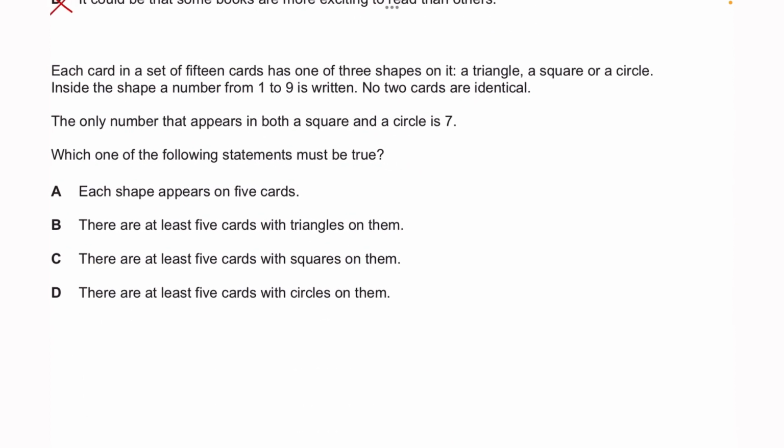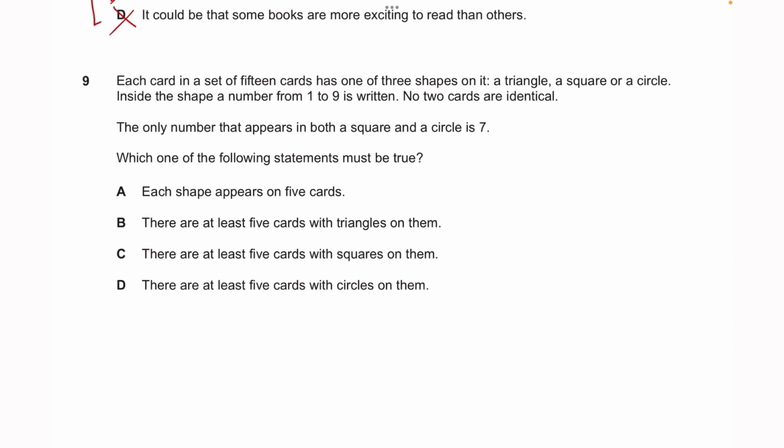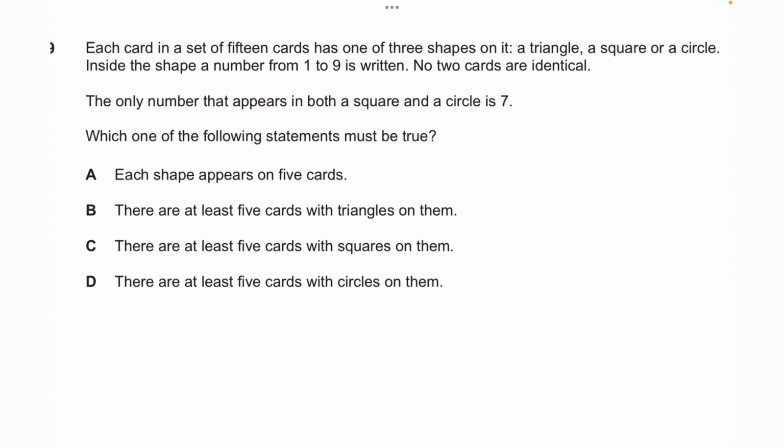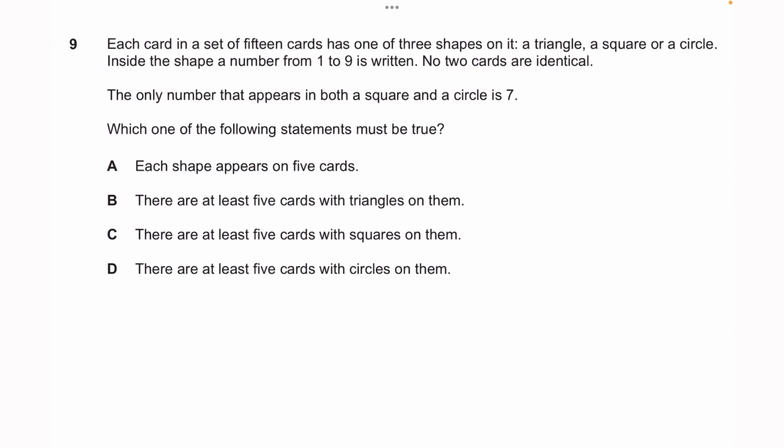Alright, having a look over onto the next question, question 9. Question 9 says that each card in a set of 15 cards has one of 3 shapes on it: a triangle, a square, or a circle. Now, inside the shape, a number from 1 to 9 is written. No two cards are identical, which means exactly the same. Now, the only number that appears in both a square and a circle is 7. So which one of the following statements must be true?